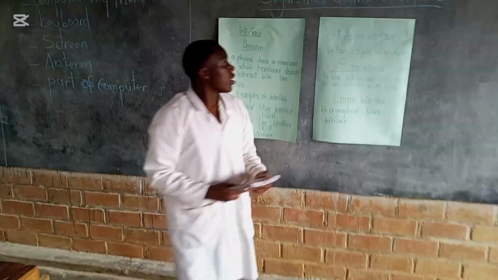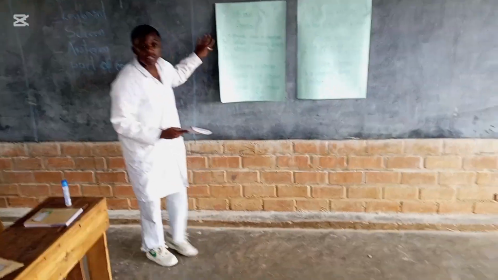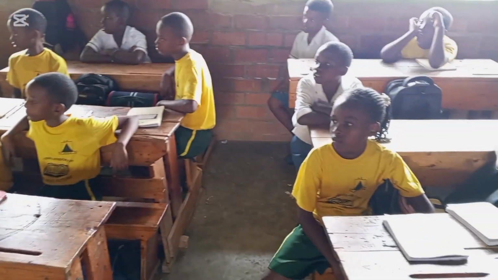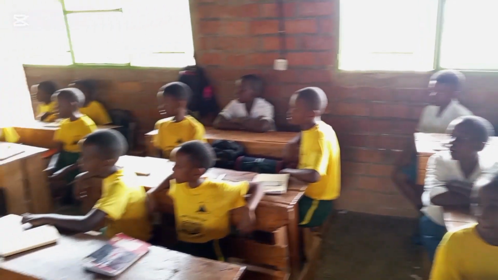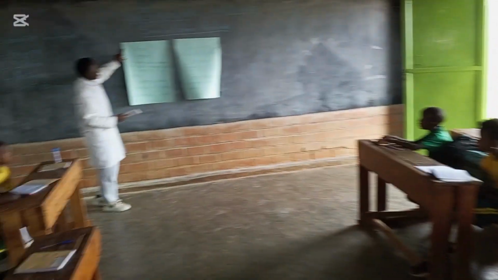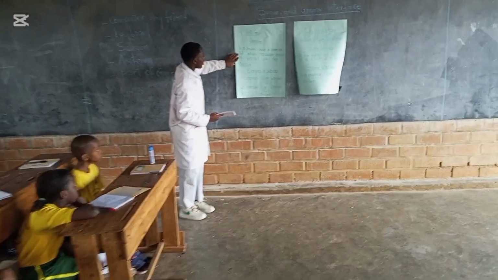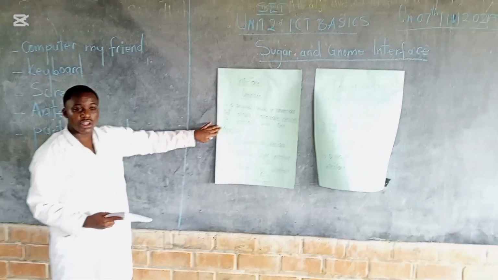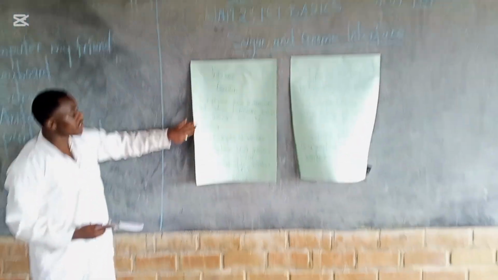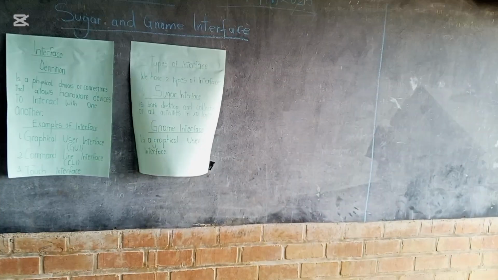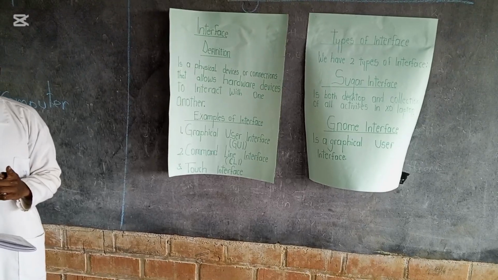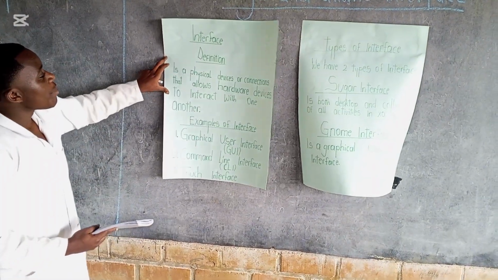Let's continue. All of you, are you seeing here? Yes! You see that we have the definition of interface? We have the first word, which is called interface, and also we have its definition. Its definition: interface is a physical device or connection that allows hardware devices to interact with one another. Are you getting me? Yes.